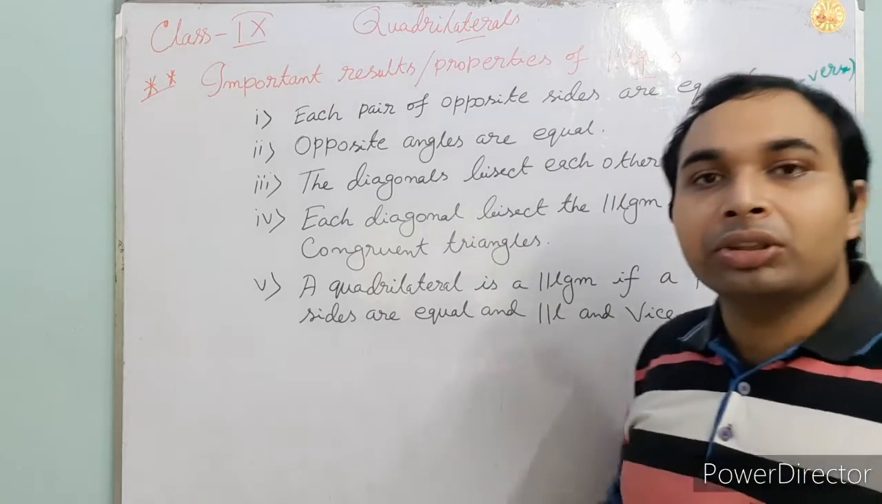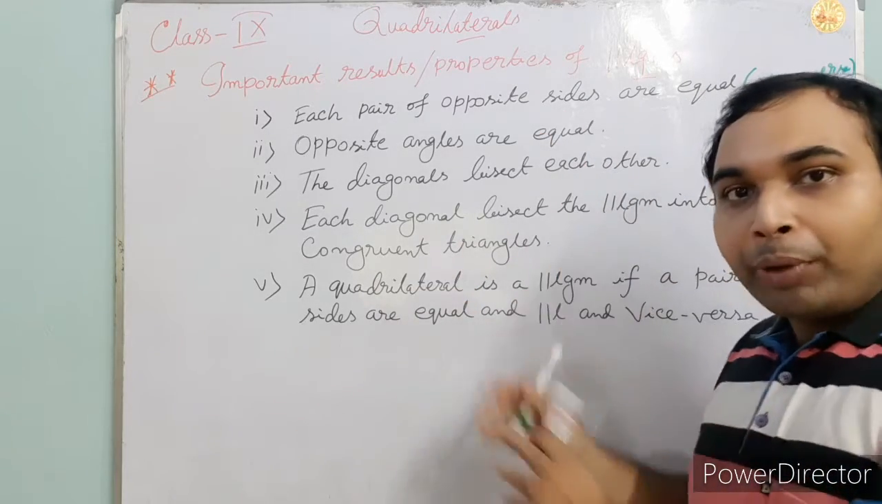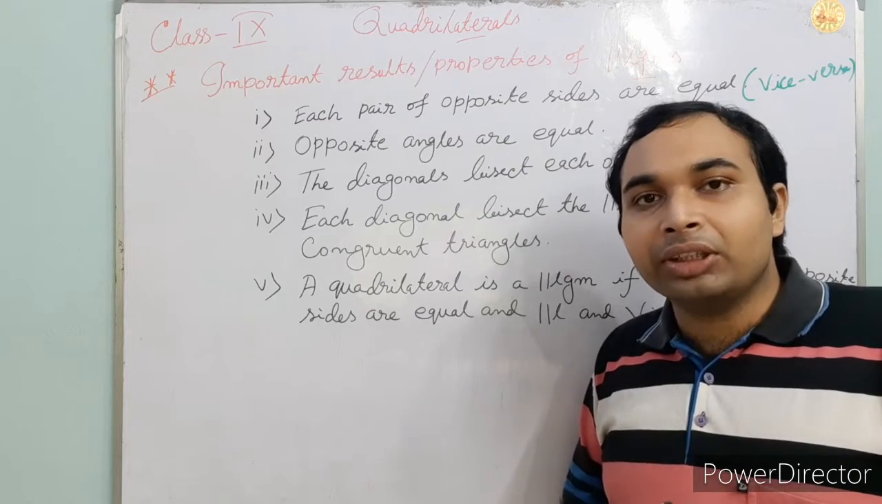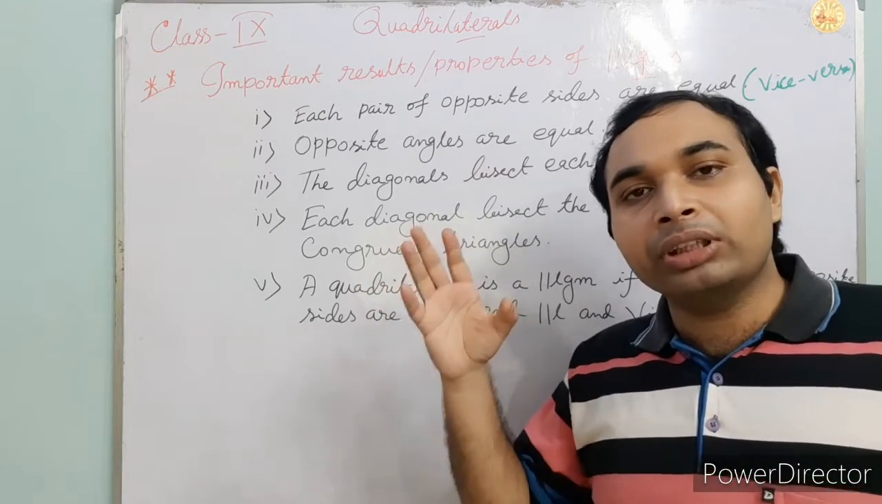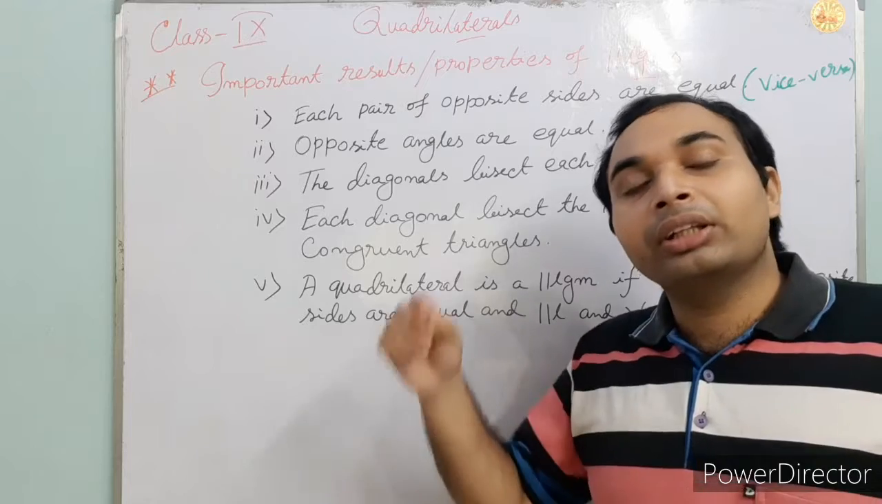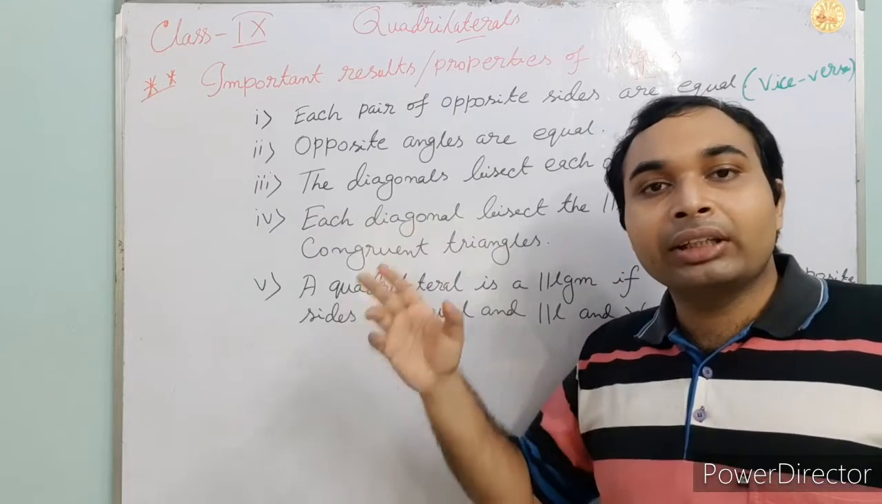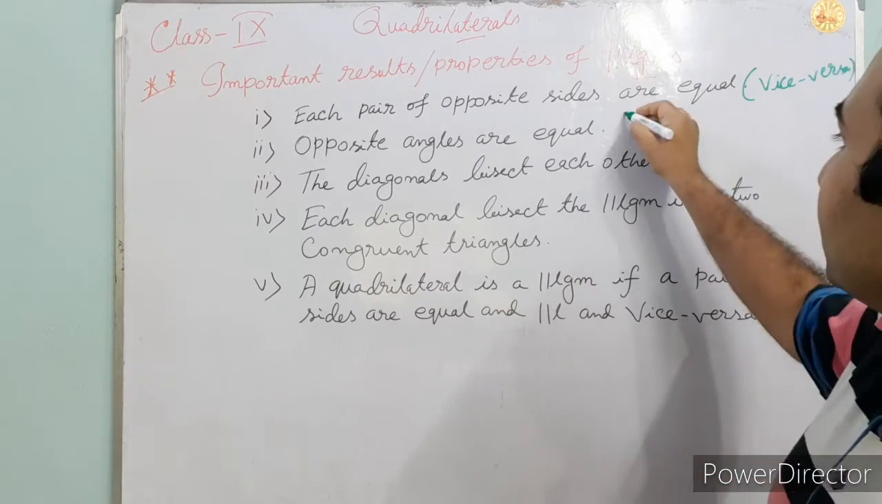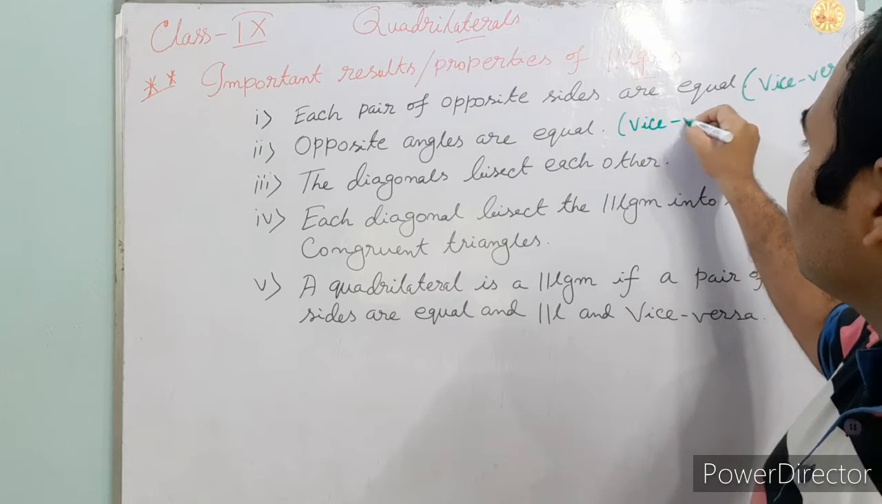Opposite angles are also equal. If in a parallelogram the opposite angles are equal, then also if in a quadrilateral you see the opposite angles are equal, you can say that it is a parallelogram. So it is also true in the reverse way.